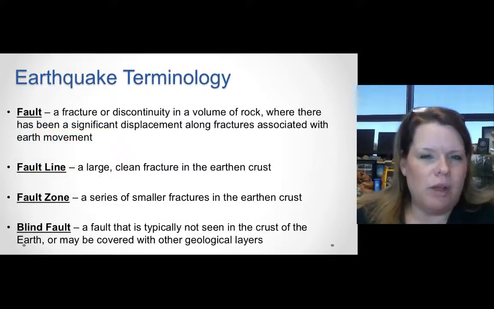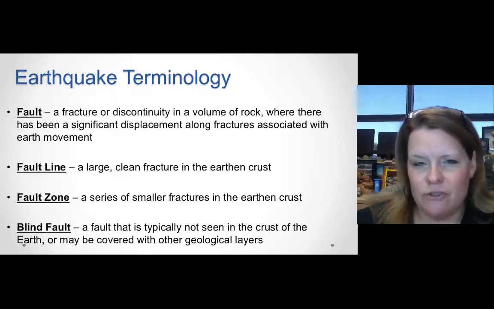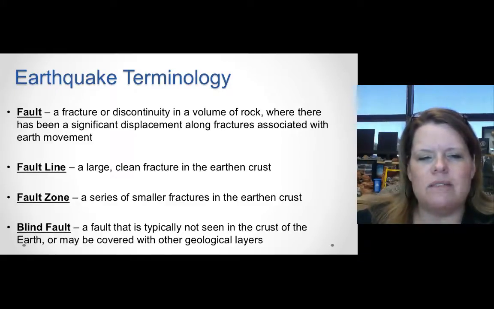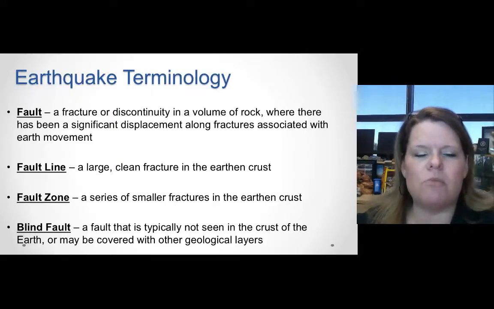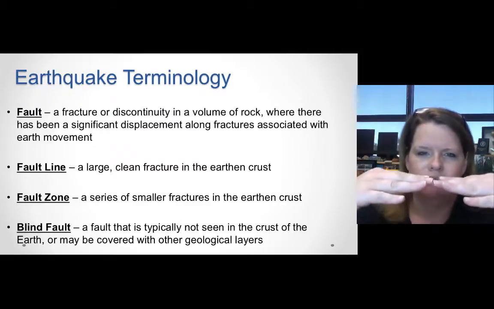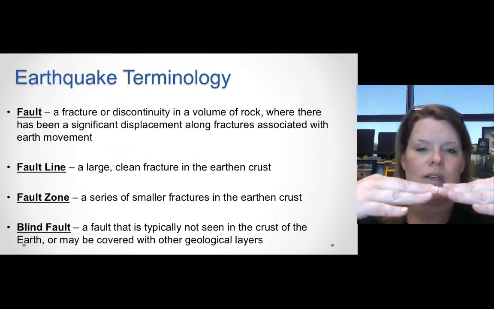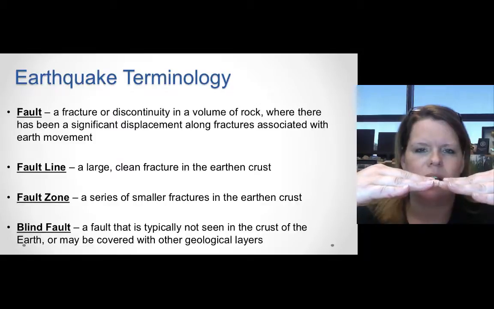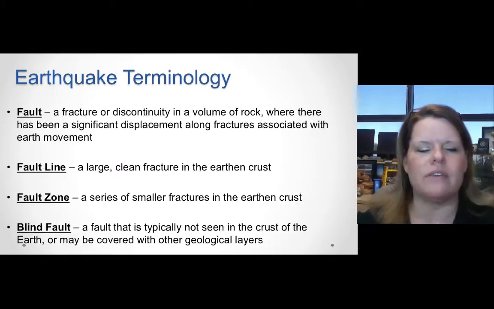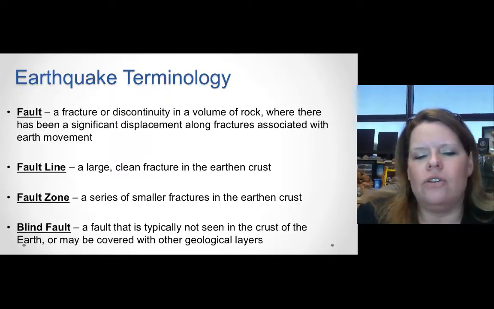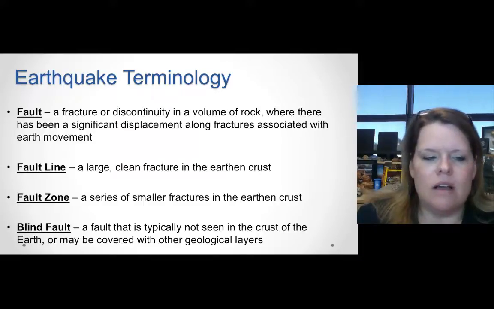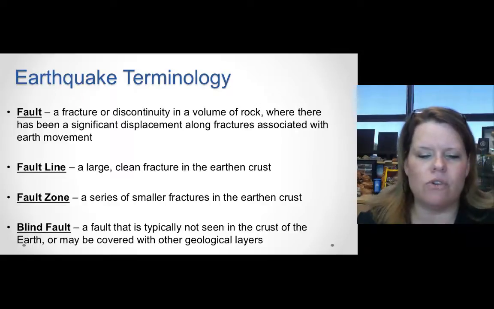So, a couple more earthquake terminologies. A fault is a fracture or a discontinuity in the volume of rock where there has been a significant displacement along fractures associated with earth movement. Faults are typically rocks that have cracks in them, known as joints, and then that joint moves and has either a sideways or vertical offset. A fault line is a large clean fracture in the Earth's crust. A fault zone is a series of multiple or smaller fractures in the Earth's crust.